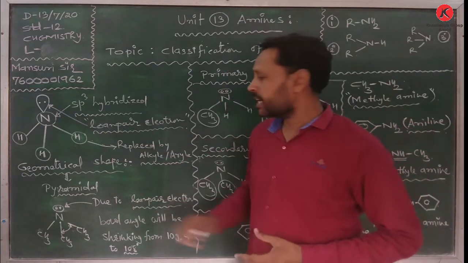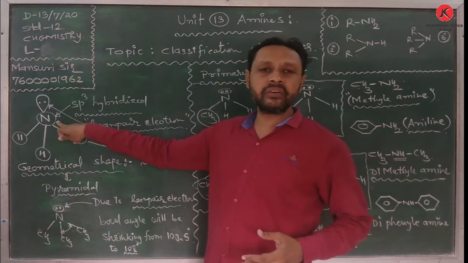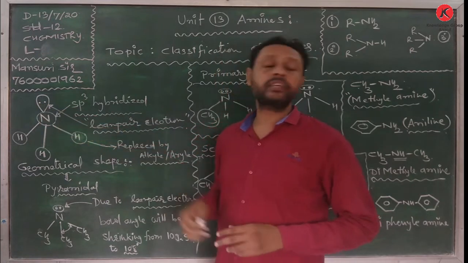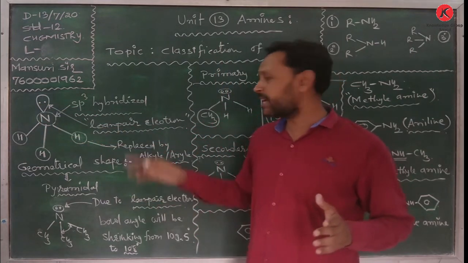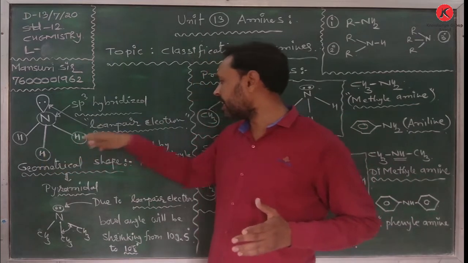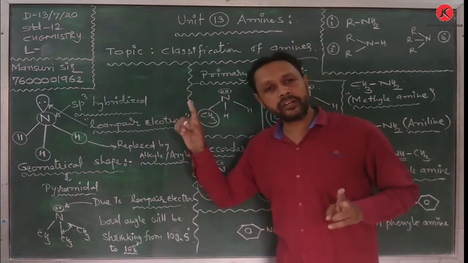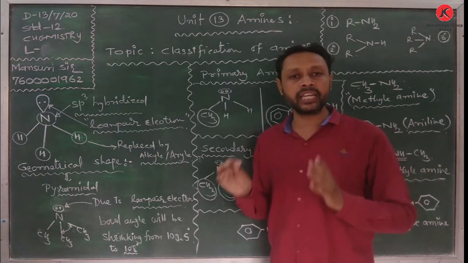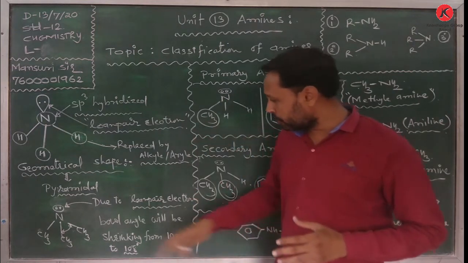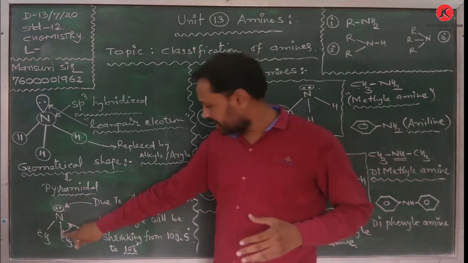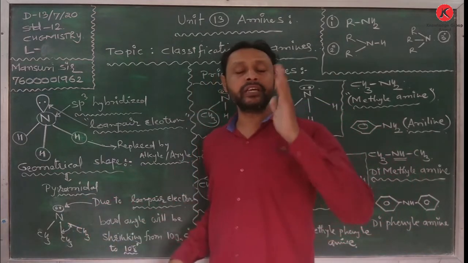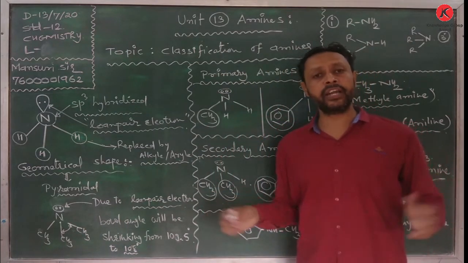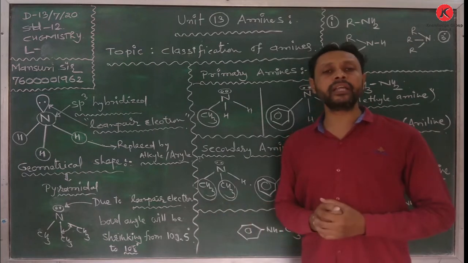Again, in ammonia, nitrogen has a lone pair of electrons and is sp3 hybridized. Three hydrogens are attached, and if three, two or one hydrogen are replaced by alkyl and aryl groups, due to the presence of the lone pair the bond angle shrinks from 109.5 degrees to 108 degrees.